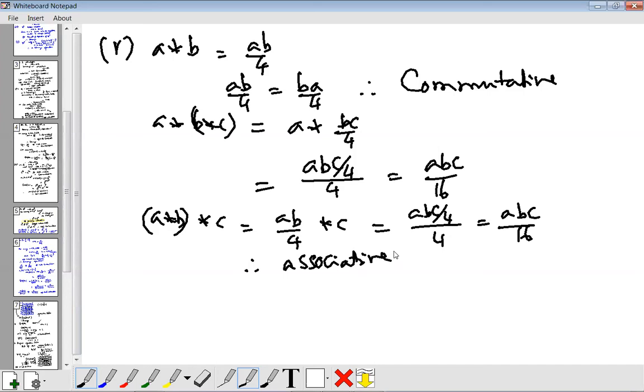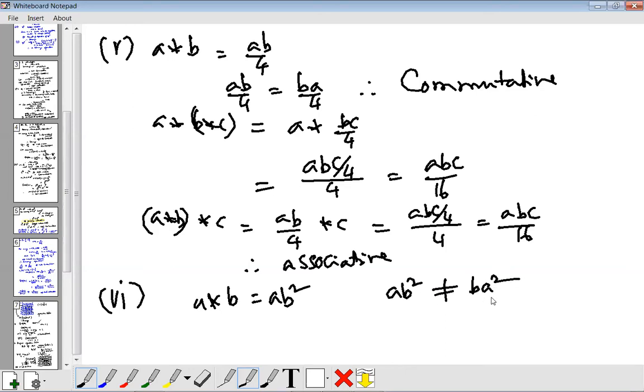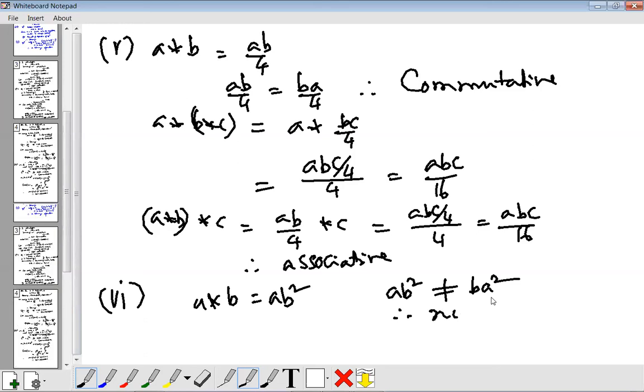So the last one. Sixth, maybe last for today. So it's AB square. A star B is AB square. So AB square is not equal to BA square. Therefore, not commutative.